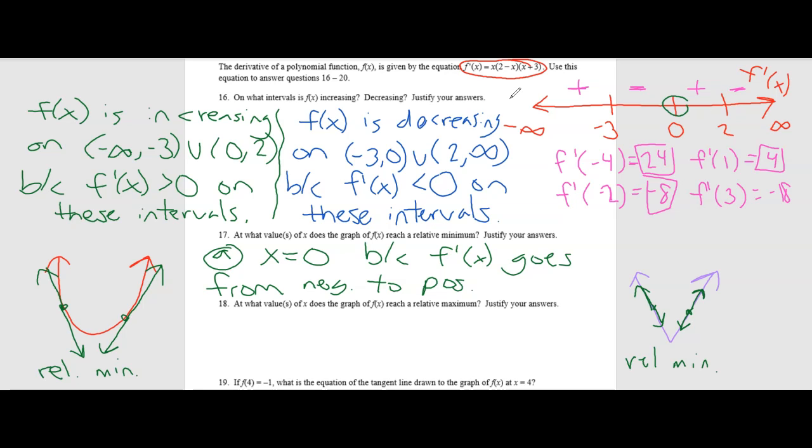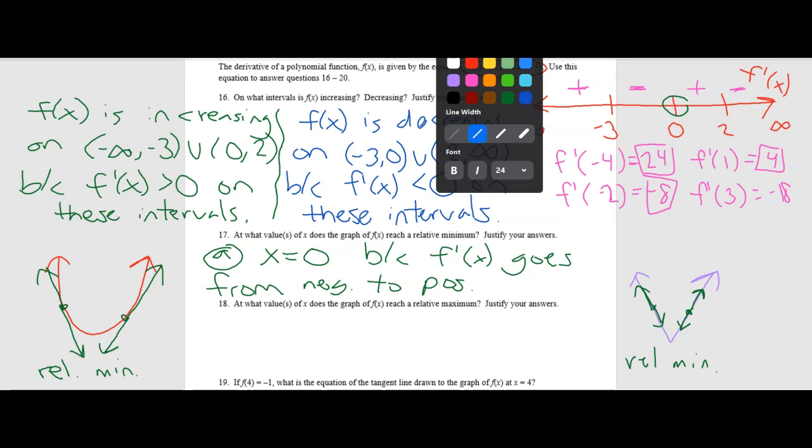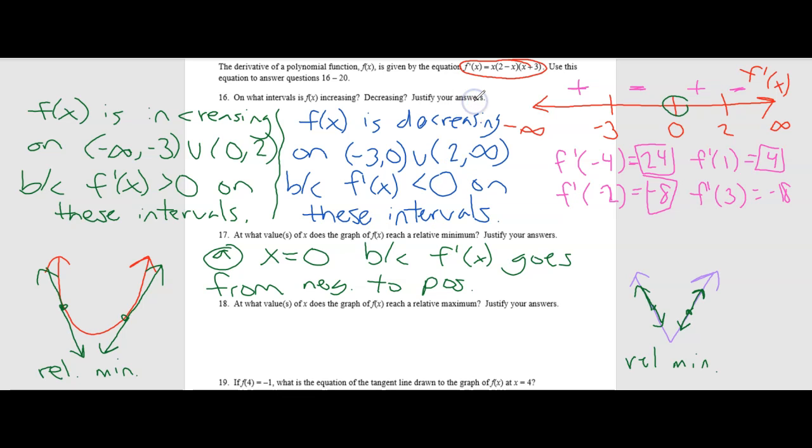Relative maximum is just the opposite. I'm not going to draw relative maximum graphs. You would just flip these two that we already have. But for relative maximums, the derivative goes from positive to negative. So that's going to occur at x equals negative 3 and x equals 2.